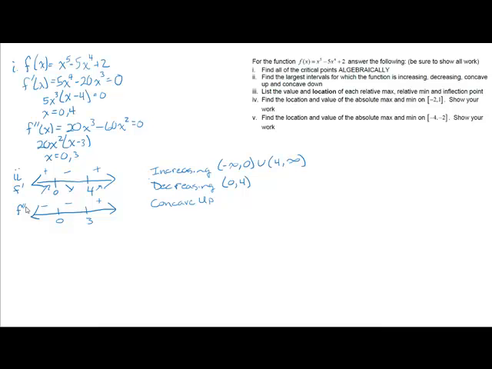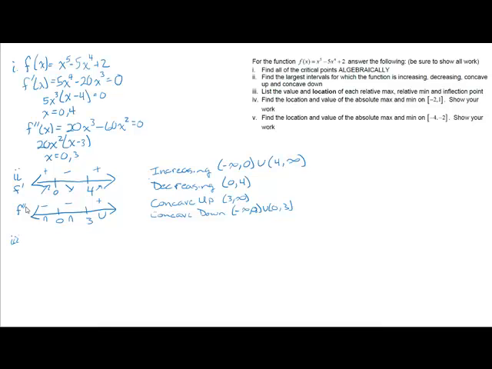Concave up, well, any place this is positive. Concave down where it's negative. So it's concave up from 3 to infinity. Concave down, like we said, we have to exclude 0, so it's going to be from negative infinity to 0, and then union that with 0 to 3, and that helps us exclude that 0.